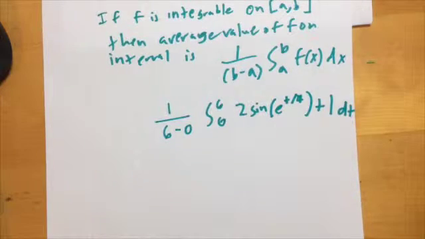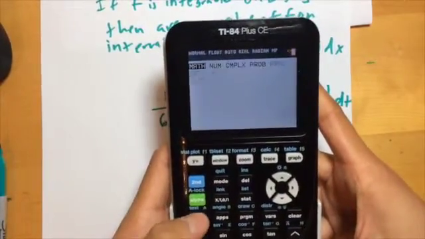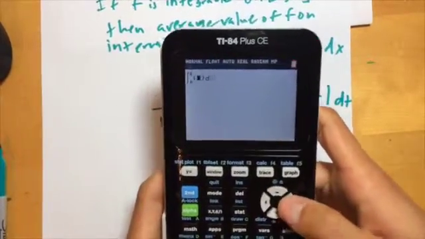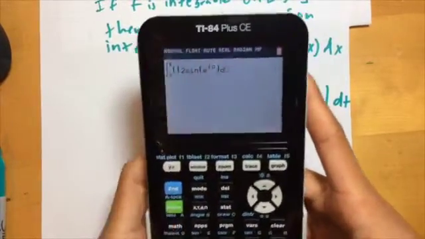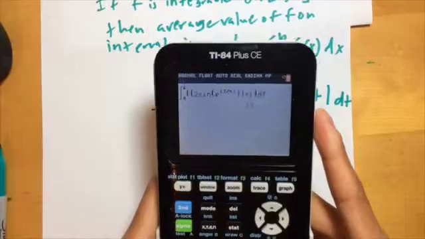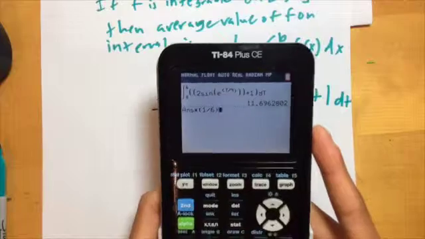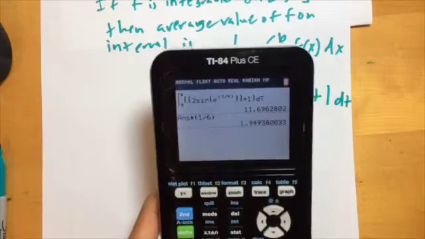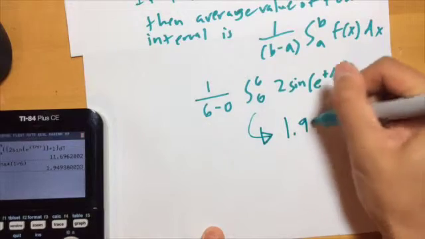Now that we know the equation, we can plug it into the calculator. So on a TI-84 Plus CE, you want to click Math and 9 because it is the integral, and you do 0, 6. Don't forget to multiply this answer by 1 over 6, as that is a very common mistake. This would give you an answer of 1.949. So the answer to this would be 1.949.